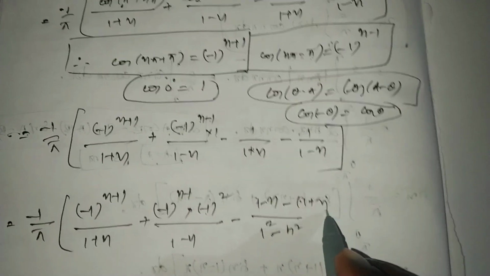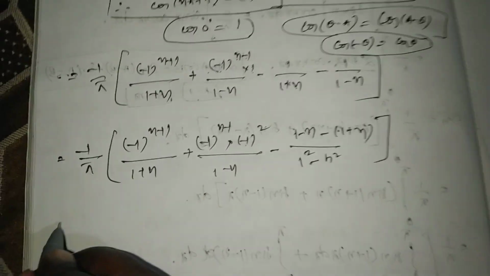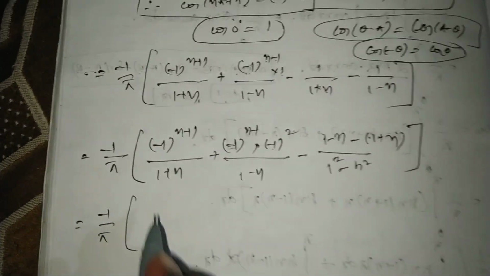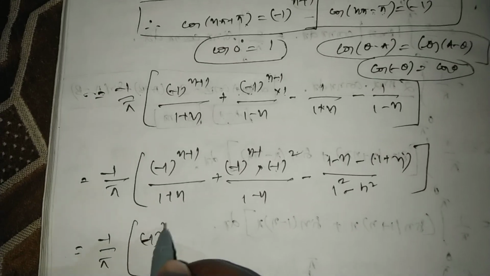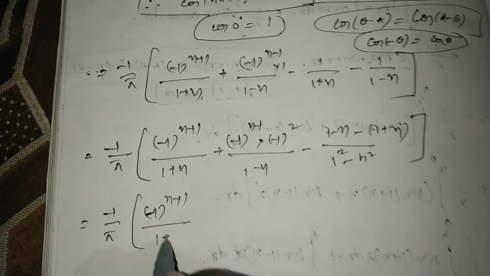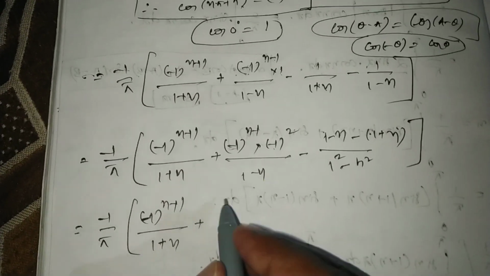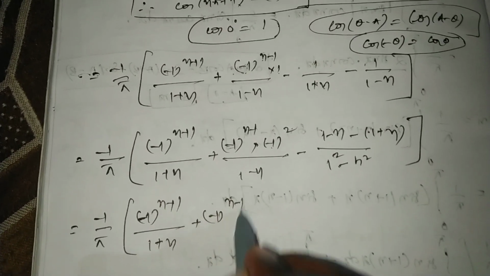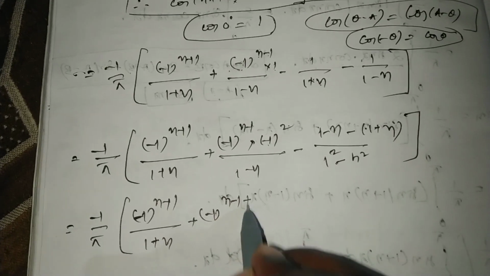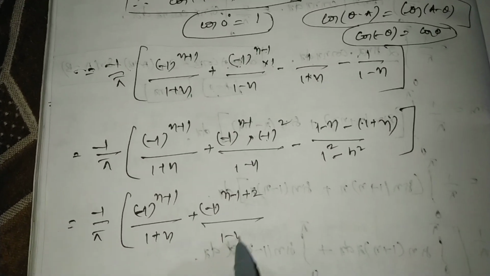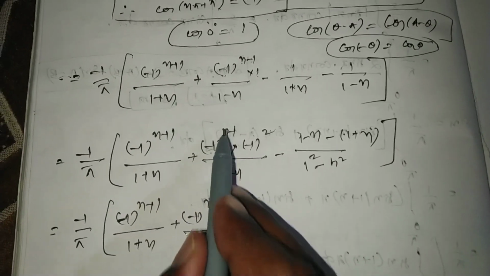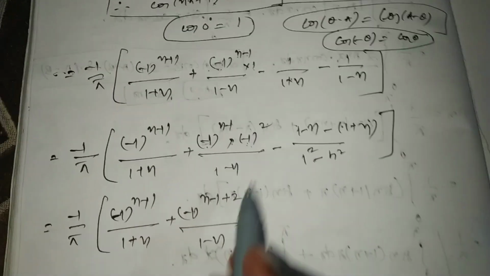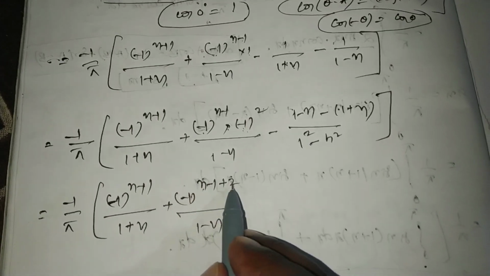1 plus n. That is equal to negative 1 by pi whole into (minus 1) power n plus 1 upon n plus 1, plus (minus 1) to the power of n minus 1 plus 2 whole upon n minus 1. See here, this is a power m into a power n. A power m into a power n is equal to a power m plus n formula.